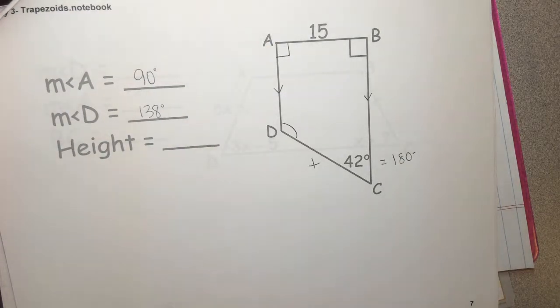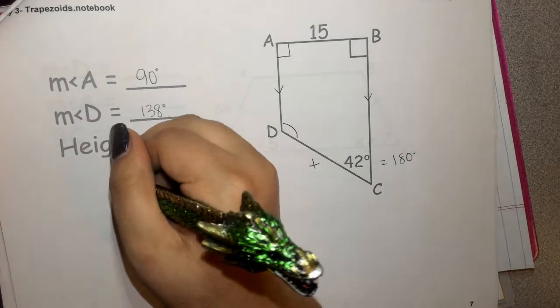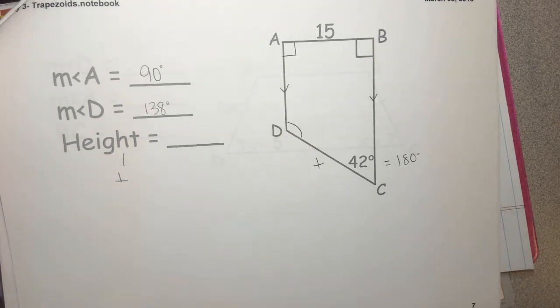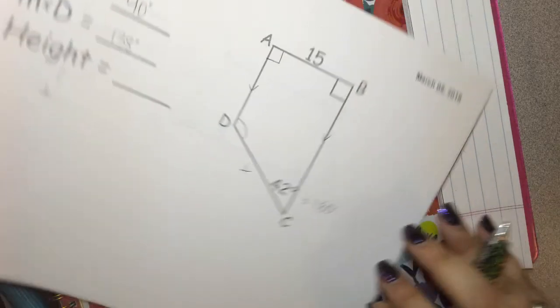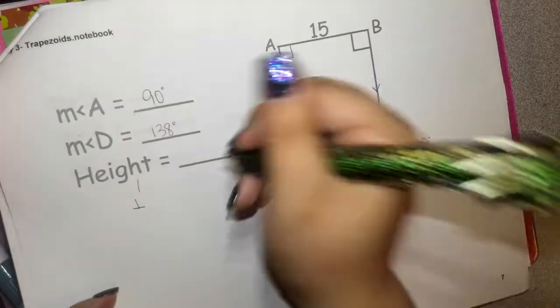Now the height. Anytime I ask for the height, you need to look for perpendicular lines. Because the altitude, remember, we learned, always creates a perpendicular angle. So look for the right angles. And so what is the height of this trapezoid? It's basically how long it is in between the parallel lines. So 15.